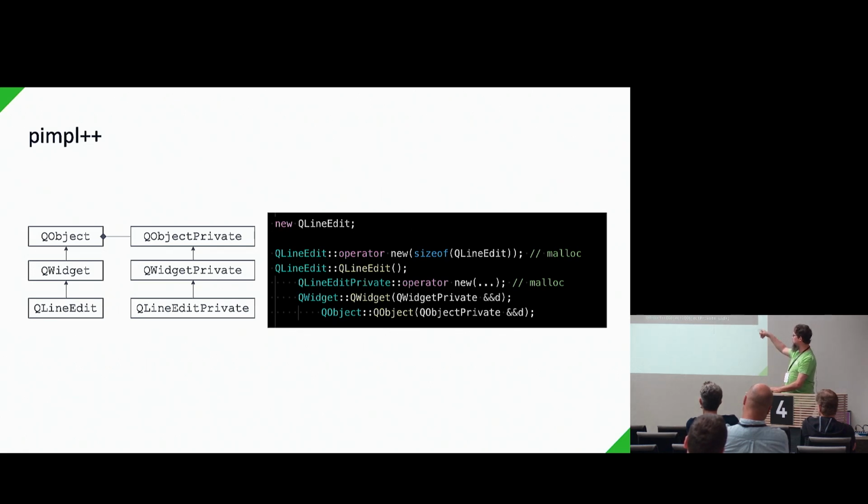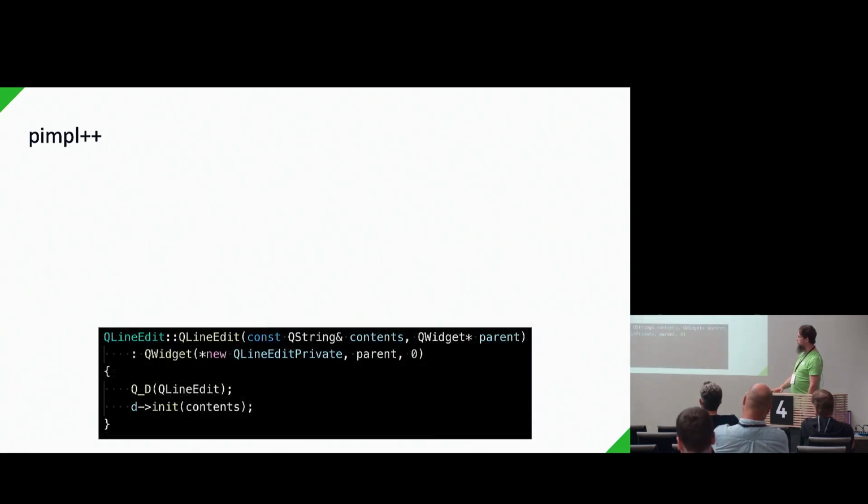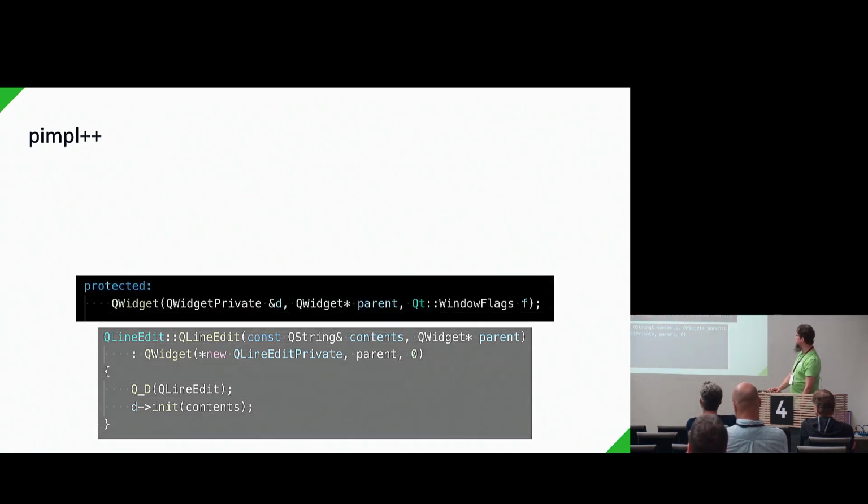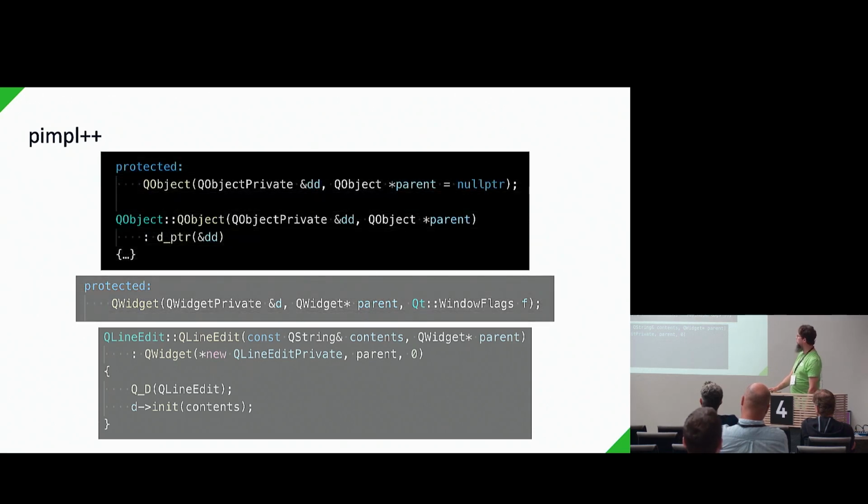So what you will see in Qt is that we have these protected constructors that we are using to pass the instance of the private object up the class hierarchy. So QLineEdit still mallocs, with operator new, a QLineEditPrivate, and sends it through the QWidgetPrivate protected constructor, and then through the QObjectPrivate protected constructor. And the QObject protected constructor is the only one that then has a D pointer.